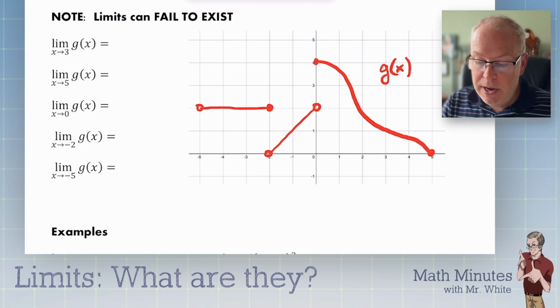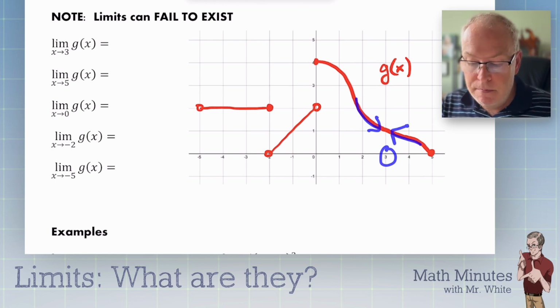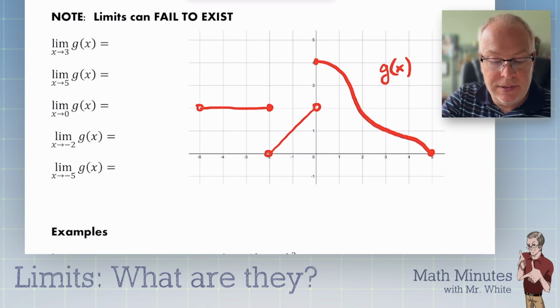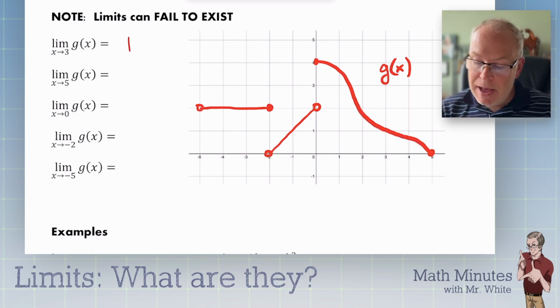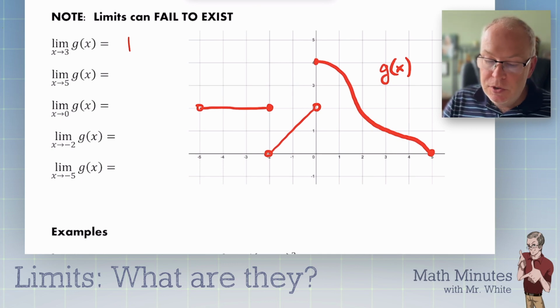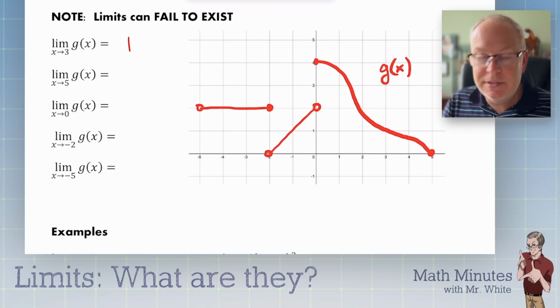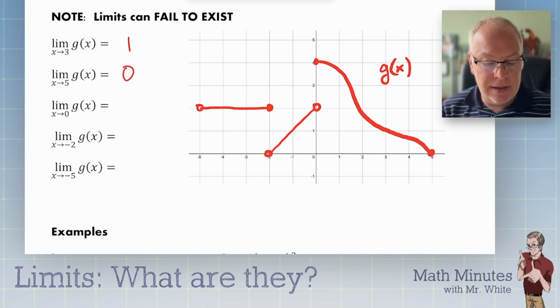Where is 3? 3 is over here. Our function, from the right and from the left side, both are approaching 1. So that one exists. Now what about 5? Well, you see this function only exists on the left side, and so it's okay. We just look at it coming from this direction. What are we approaching? We're approaching y equals 0 at x equals 5.